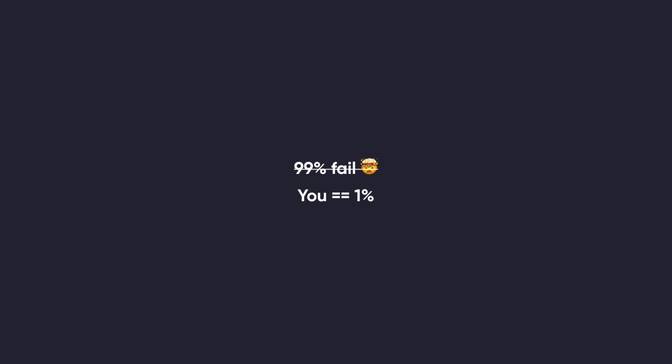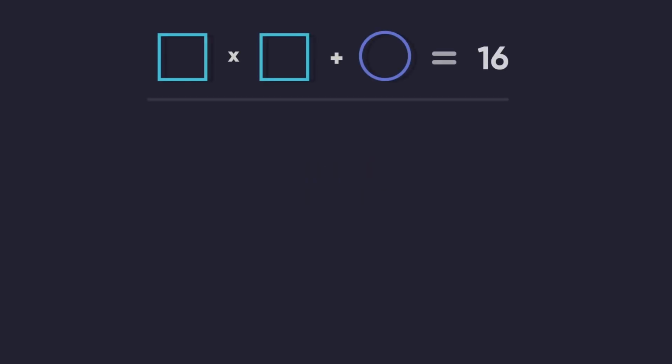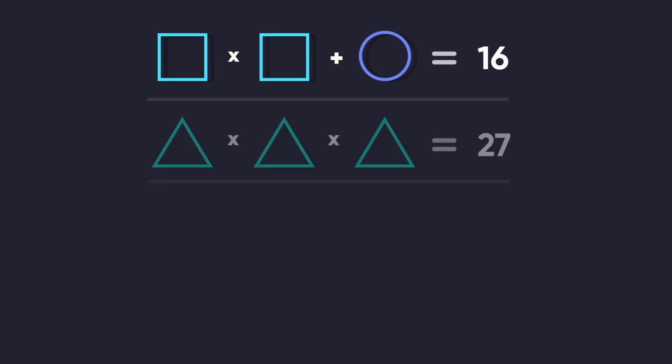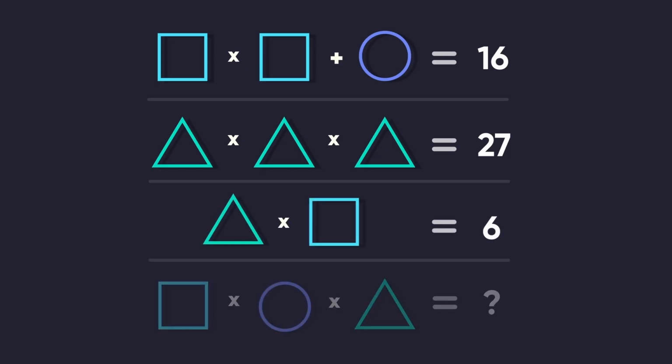This is one such graphic with a question. I redesigned the original problem so it looks nice. So square times square plus circle is equal to 16. Okay, then triangle times triangle times triangle is equal to 27. Okay, next is triangle times square is 6. And we have to find square times circle times triangle.